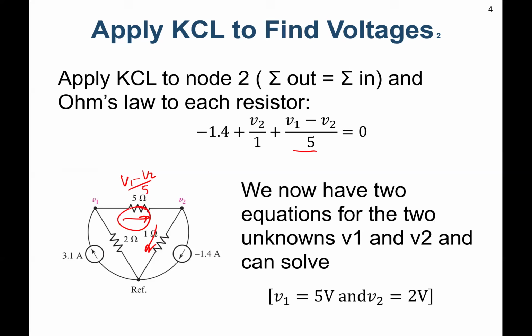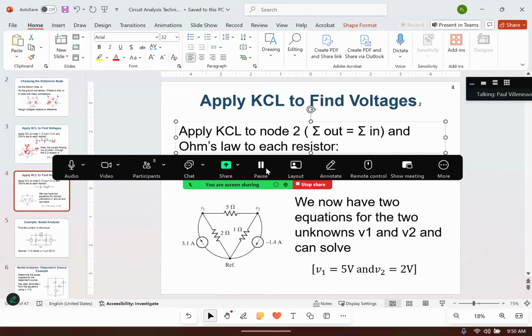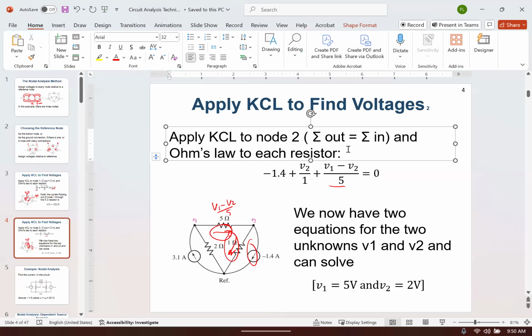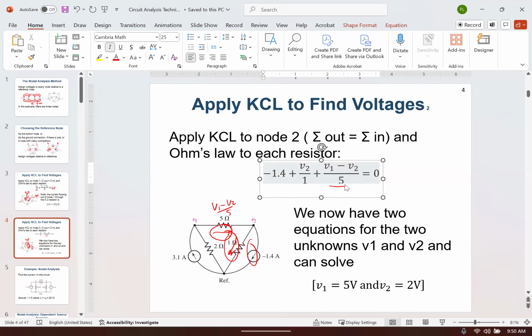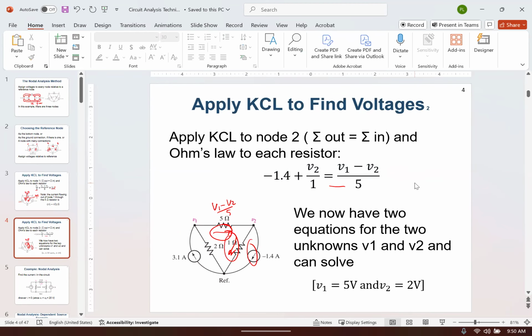That's current in, right? These two are current out. So this right over here, whoops, that V1 minus V2 over 5 should be on the other side of the equation, shouldn't it? So let's go back here and get this out of the way. So this is not plus, but it equals that value here. Okay, does that make sense?